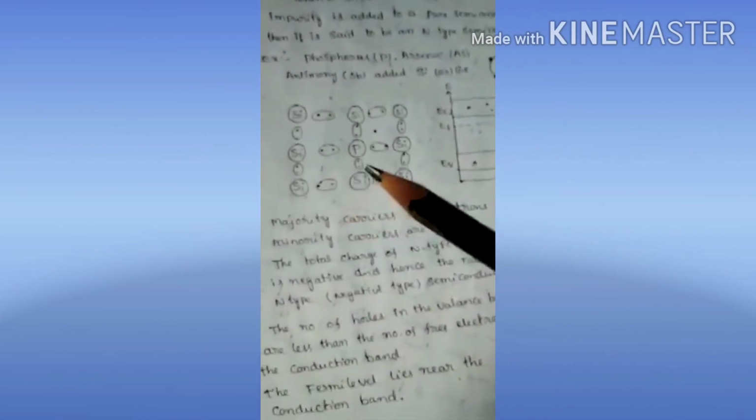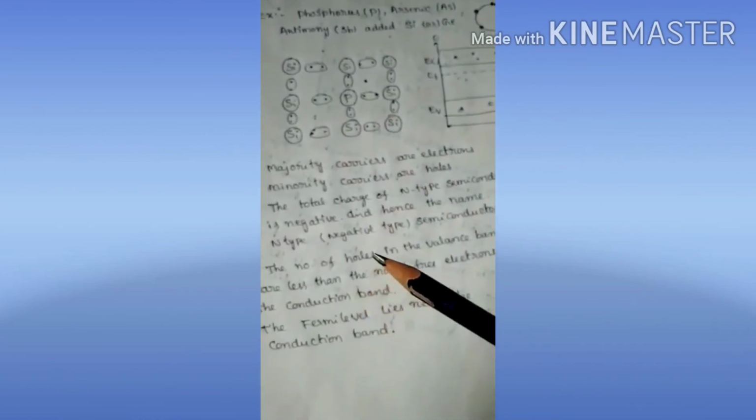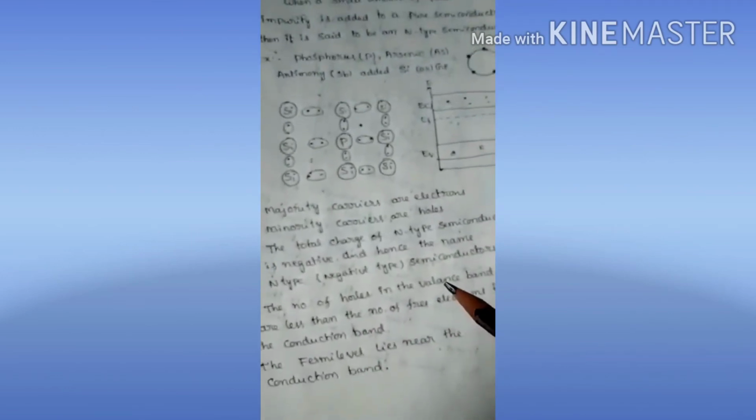So these are the 2 types of semiconductors: one is p-type and the other is n-type. Tomorrow we will discuss the p-n junction diode.